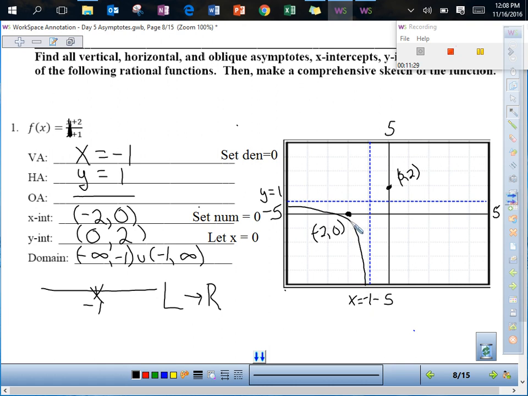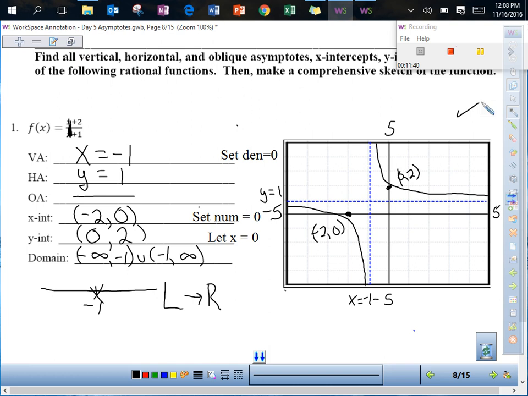I missed my dot, but now on the other one, same thing. Left to right, I'm going to be close to this, go through that dot, and then come get close to that. Bam! I just got that first one done. That's going to be our steps on a lot of these.